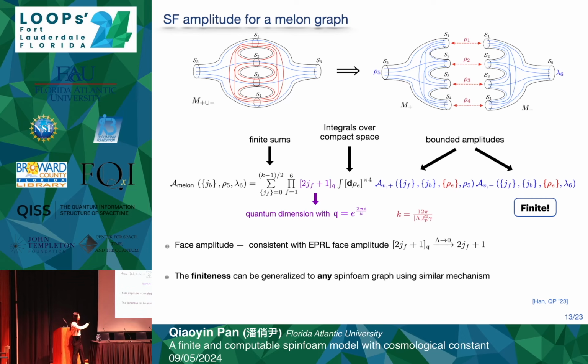So you see in this expression that first, the vertex amplitudes are two, they are both boundary amplitudes, as I showed before. And we show that the integral over the coherent state labels is an integral over a compact space. We also have some finite sums. Then this amplitude is finite. And this finiteness can also be generalized to any spinfoam graph using a similar mechanism.